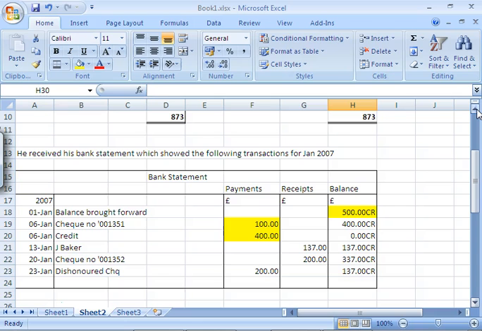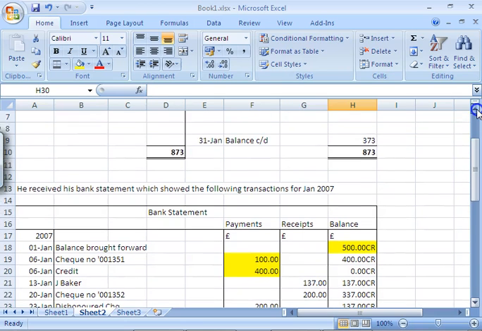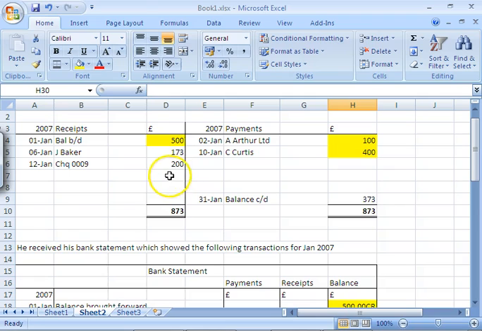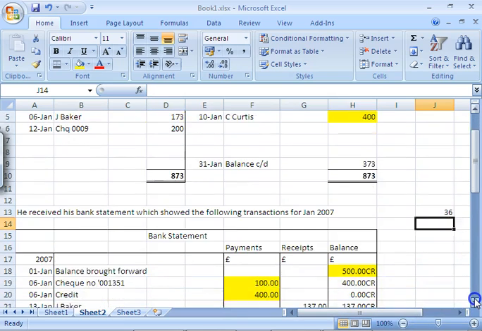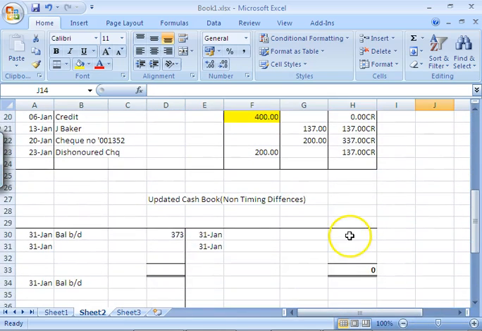So what do we first of all do? Well, let's fix this error. Our cash book is currently thinking we have 173. Well, we don't have 173. So we need to reduce this amount by the difference. There's 2 ways to do it, but I prefer this one. It doesn't matter, they're both the same thing. 36. So we need to reduce this by 36. Yes, error.